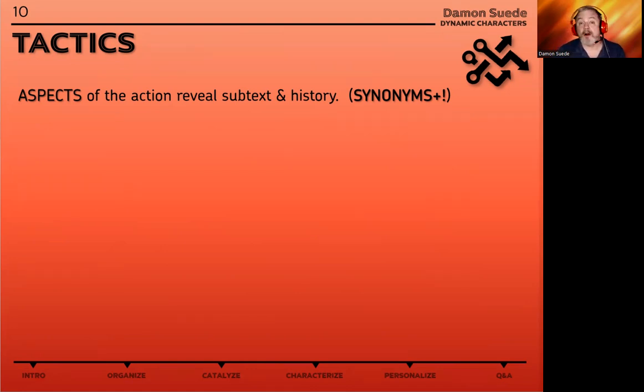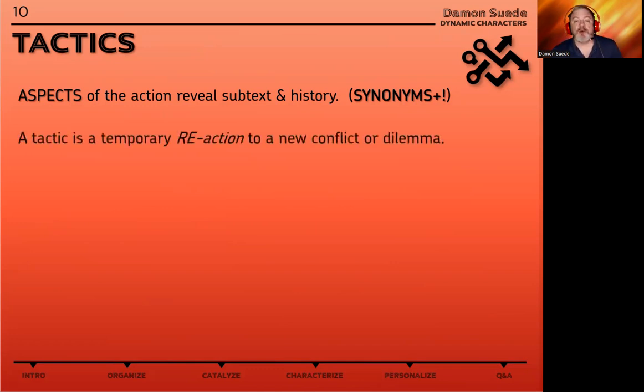This is where we get into what I call tactics. Tactics are aspects of the action. They are reactions that reveal subtext and texture and history of a character. I like to think of them as synonyms plus. They are a synonym plus of the core action, right? It's a temporary reaction to a new conflict or dilemma in a beat. So in a new story moment, if Severus Snape is Vex, in a specific story moment with a specific character who has their own action, he might, in the course of vexing, choose to insult or berate or bully, because those are all ways you could vex something.